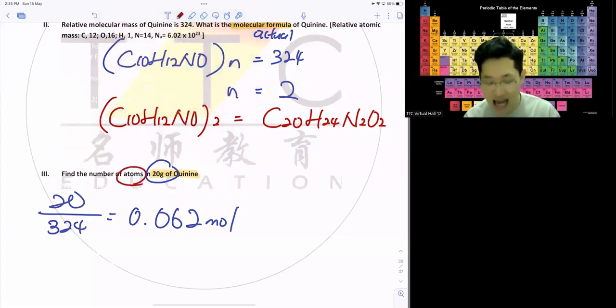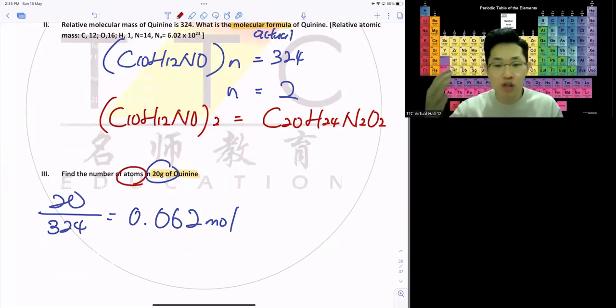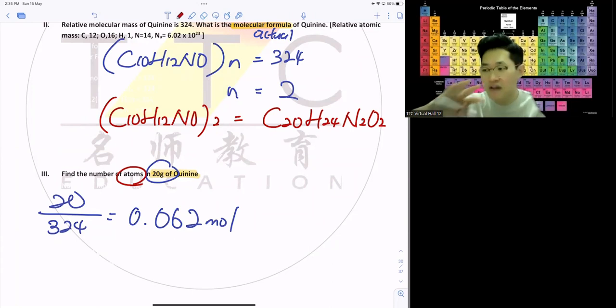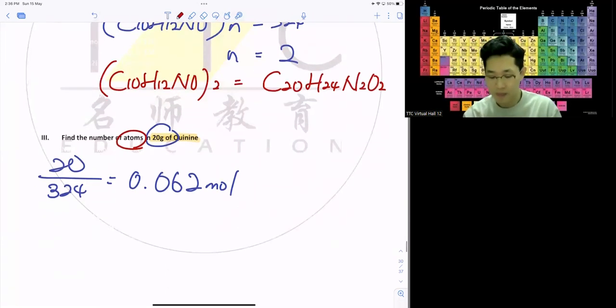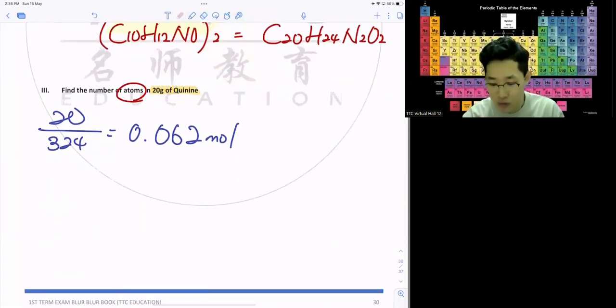Please be very careful when this question come up in the exam. When they want you to calculate number of molecule, don't worry, you just calculate it. You don't have to do any extra steps. But when you see find the number of atoms, please be very careful.